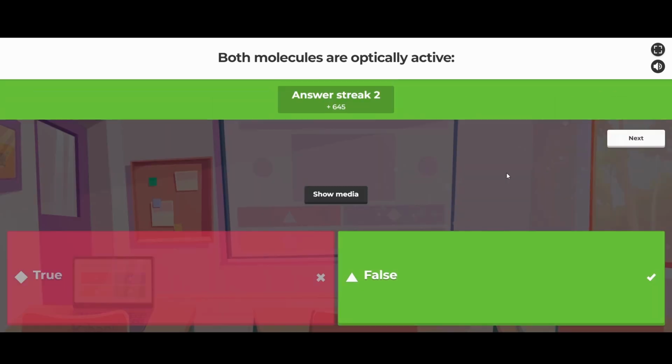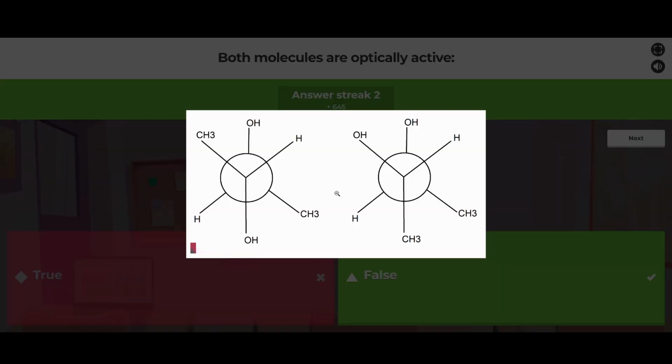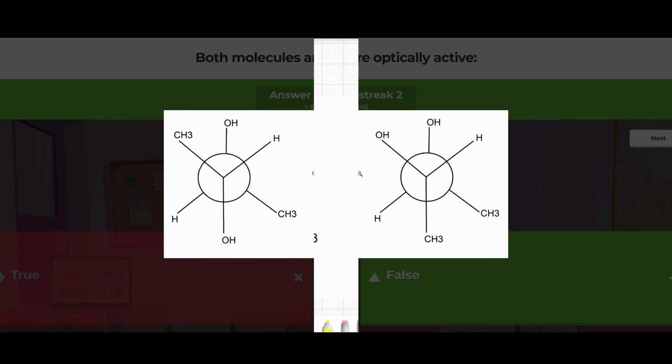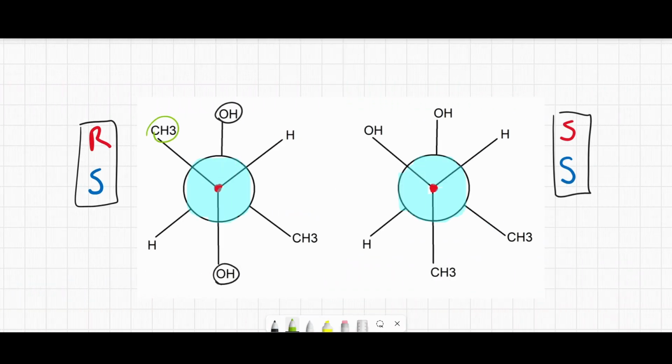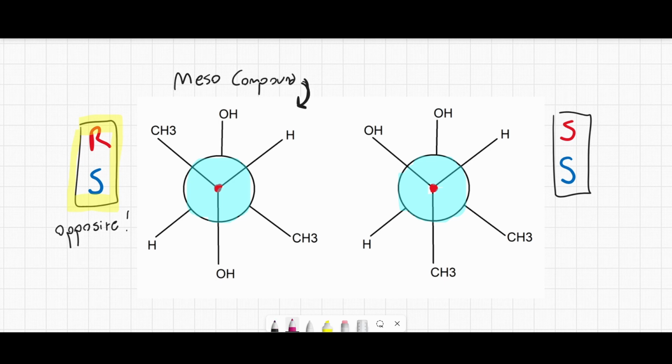False. Alright, can you see why? So we solved the R and S for these earlier. But look, did you notice that both the front and back chiral centers have the same exact groups coming off? We've got OH, methyl, hydrogen, and the connecting carbon. Since the groups were the same among the chiral centers, and one is R and one is S, that molecule is a meso compound, meaning it is achiral overall and thus not optically active.